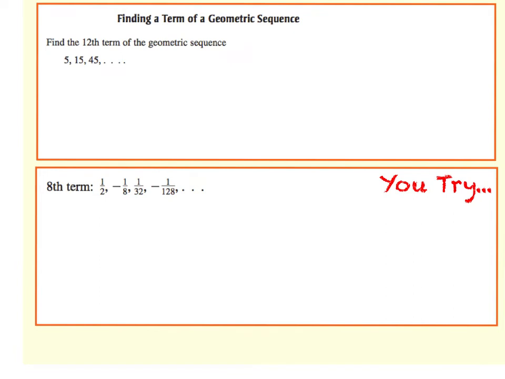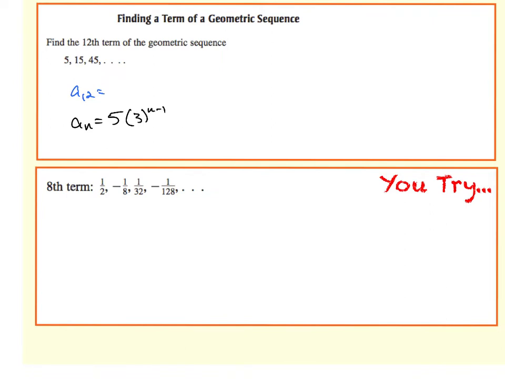So now we're going to find the 12th term of this geometric sequence. This geometric sequence starts out with 5, 15, 45. We eventually need to get to 12, so a sub 12 is what we're looking for. But we should probably build a sub n, like we did in the other sections. So a sub n would equal 5 times, what's my ratio here? 3 to the power of n minus 1.